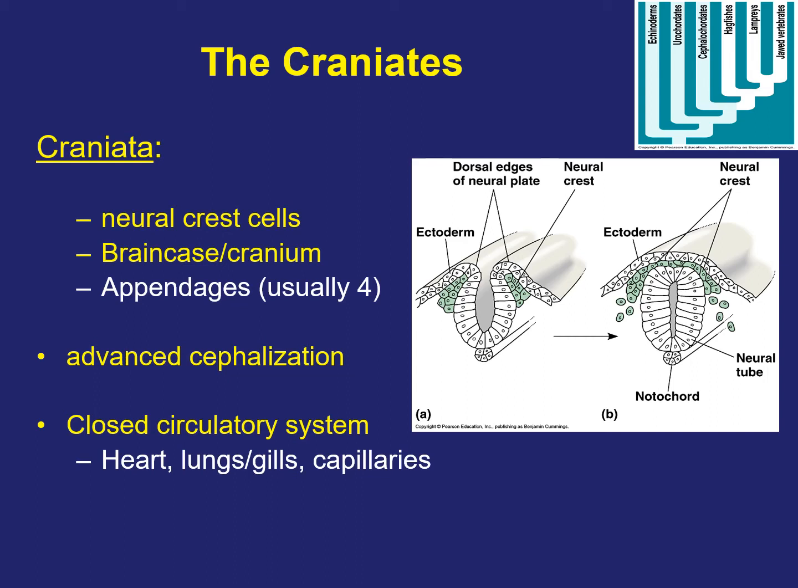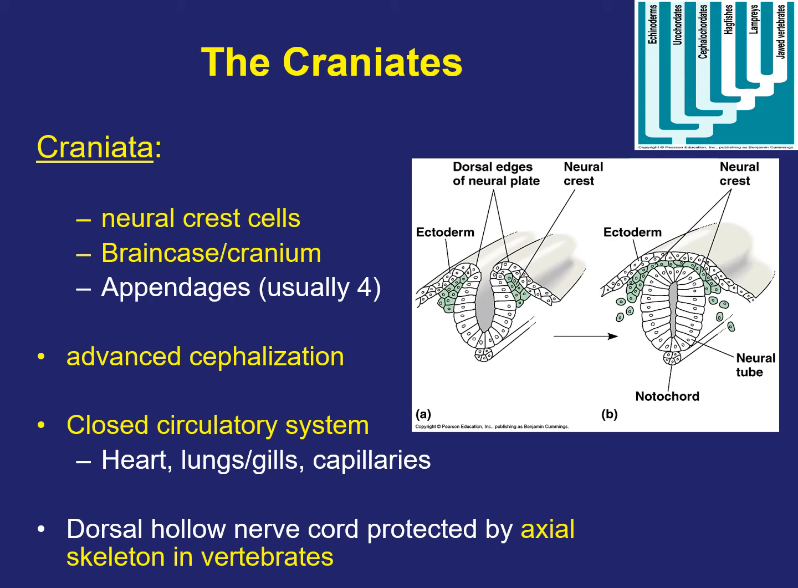And we have a well-developed heart, we have lungs or gills, we have capillaries, like I said, so the blood never leaves tubes. The tubes get smaller and smaller and smaller, but the blood is always enclosed in a tube. The dorsal hollow nerve cord is protected by a skeleton in the vertebrates, but we haven't quite got to the vertebrates yet. So we're looking at kind of smaller and smaller groups in a hierarchy.